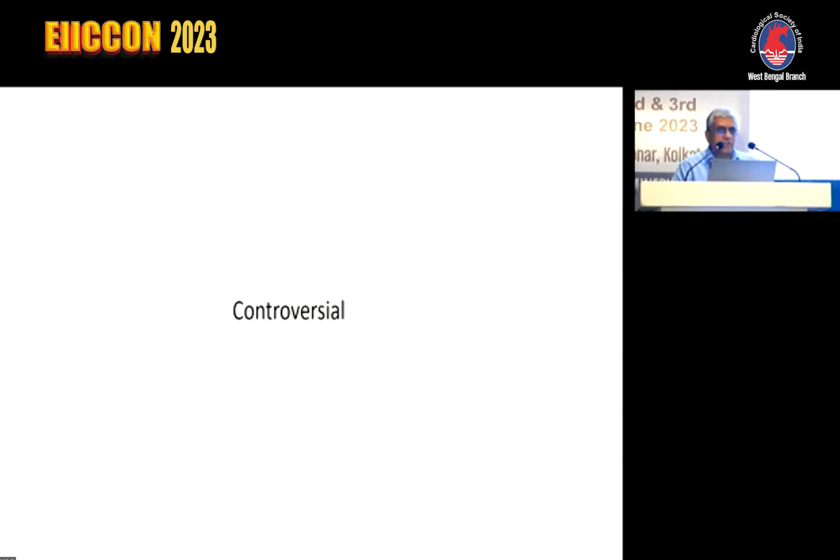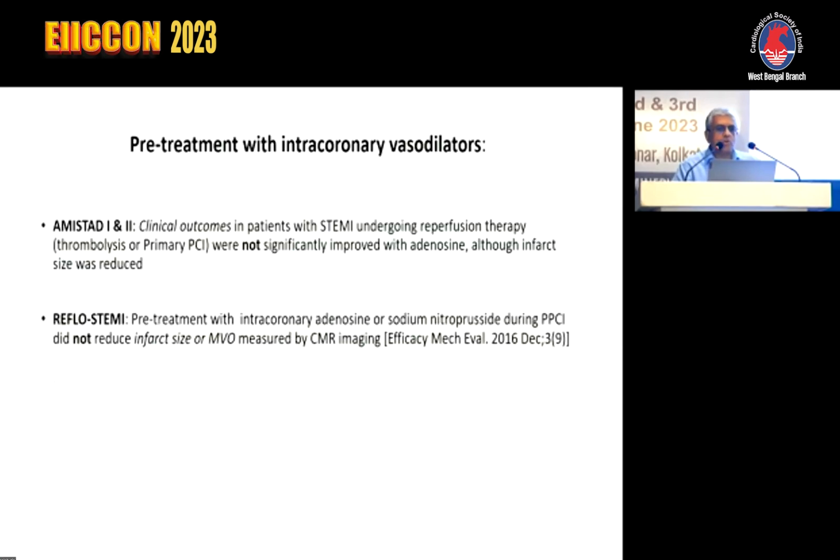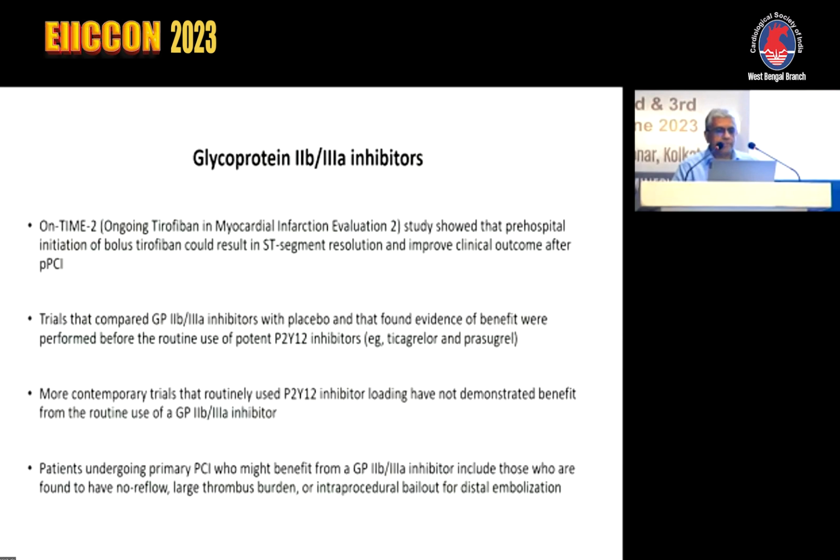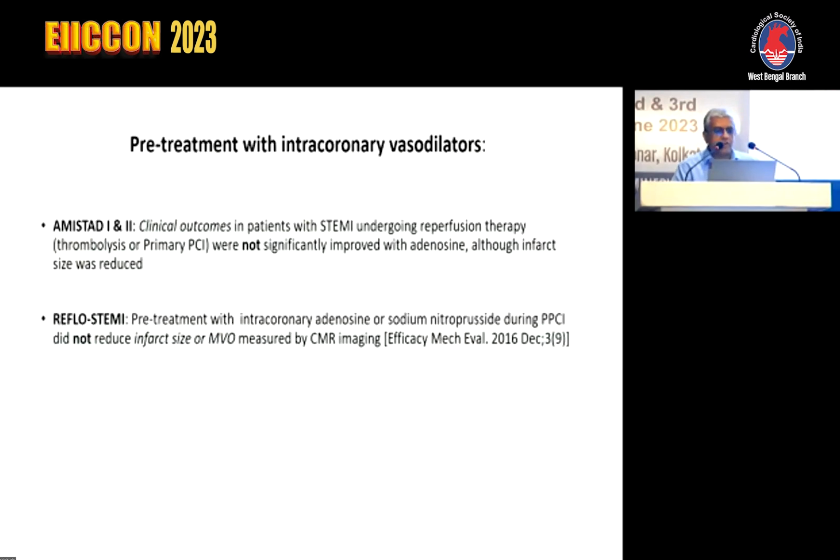Now, there are some controversial issues. For example, what about intracoronary vasodilators to prevent slow flow, no reflow? Now, AMISTAD 1 and 2 showed that the clinical outcomes in patients undergoing primary PCI were not significantly improved with adenosine, although the infarct size is reduced. And REFLO-STEMI showed that neither the infarct size nor the microvascular obstruction was reduced by intracoronary nitroprusside or adenosine.